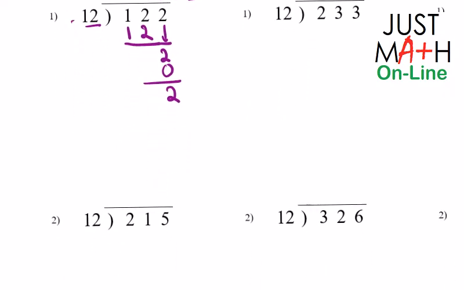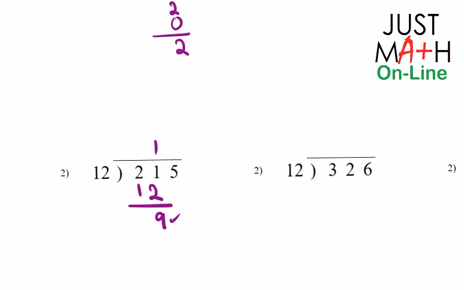Then 21. You know that if you use 2, 2 times 12 is 24. Right? 24 is over 21, so you cannot use 2. So you can only use 1. 1 times 12 is 12. If you minus, you get 9. 9 is smaller than 12, then it's okay. That means it's correct already. And then you bring down your 5. Right? Bring down the 5. Don't have to draw the arrow.